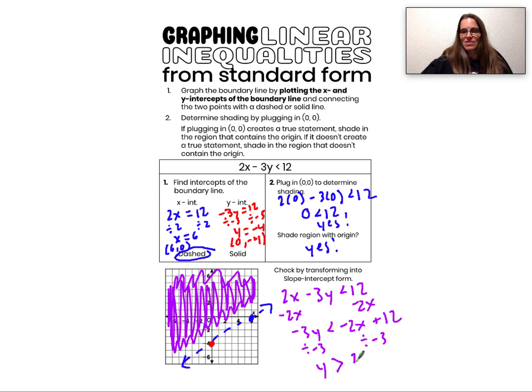Negative 2 divided by negative 3 gives me a slope of 2/3 x, plus 12 divided by negative 3, so minus 4. So if you are a super transforming rock star, you could graph from the slope-intercept form, but you can see that there's a lot of computation and this is pretty error-prone. However, transforming into slope-intercept form is really great for checking, so I should be shading above. That's what my slope-intercept inequality tells me. My slope is 2/3, up 2/3, and my y-intercept is negative 4.